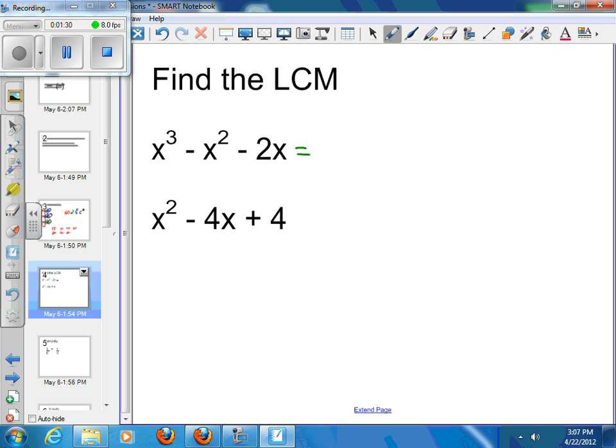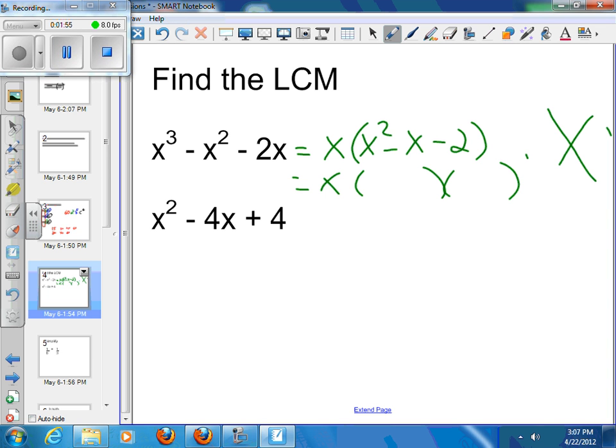So the first step on the top one is they've got an x in common, so I'm going to take out my x. That's going to leave x squared minus x minus 2. And then I'm going to factor it. I'm a little short on room over there. Better come right below it. So my x drops straight down, and then I've got to factor this x squared minus x minus 2.